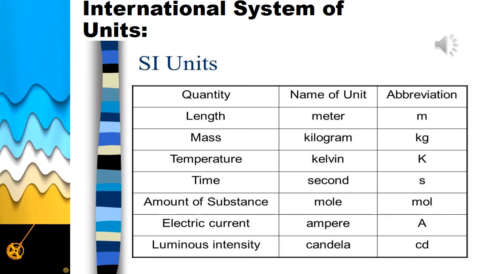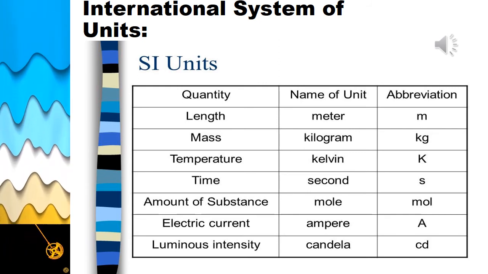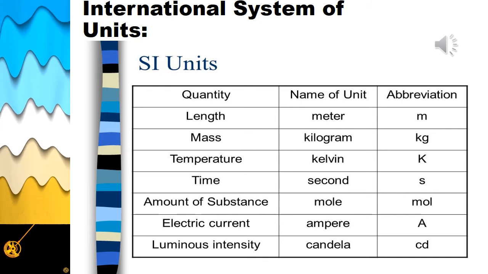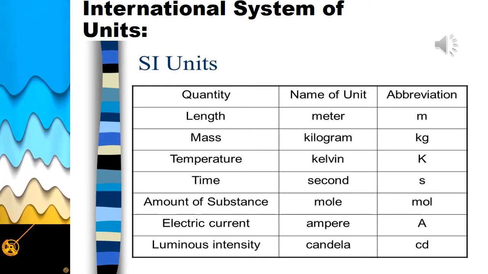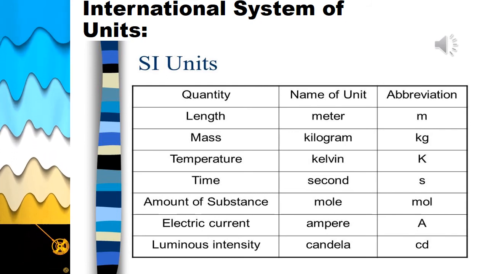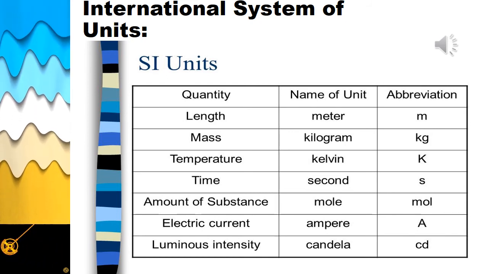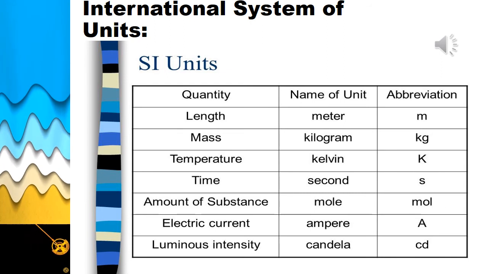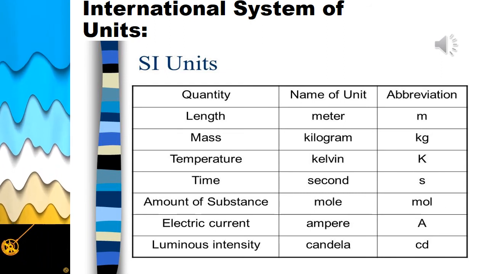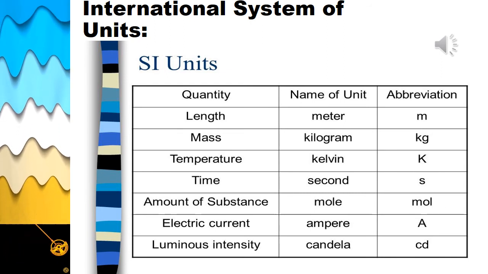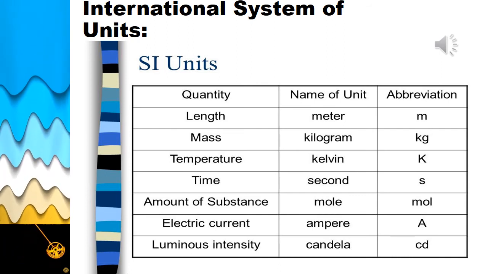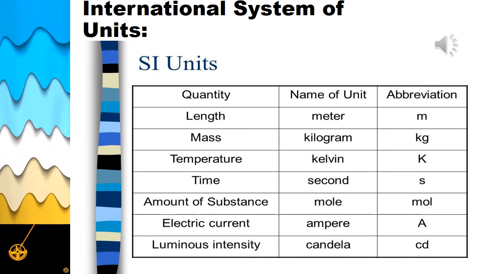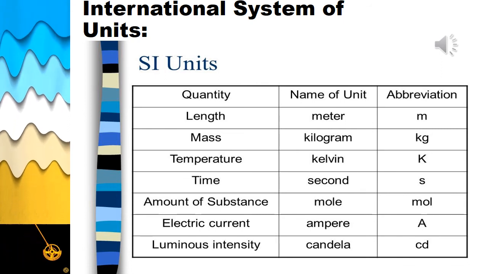For example, there are some SI units mentioned here. For length, the standard unit, or say the SI unit, is meter. For mass it is kilogram. For temperature, it's Kelvin. For time, it's second. Amount of substance is measured in mole. Electric current is measured in the standard unit ampere, and luminous intensity is measured in the standard unit candela.